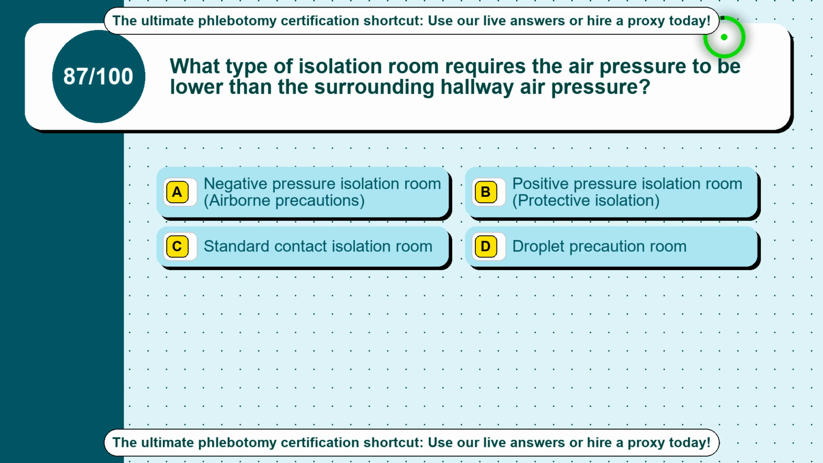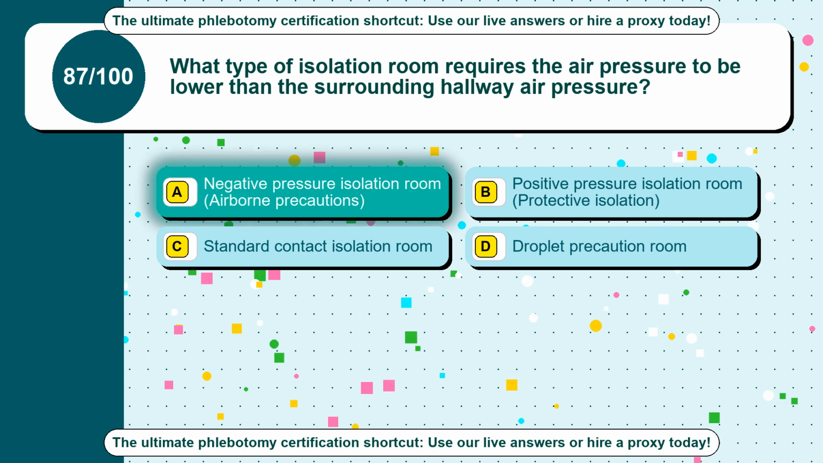Question 87. What type of isolation room requires the air pressure to be lower than the surrounding hallway air pressure? Option A, negative pressure isolation room, airborne precautions. Option B, positive pressure isolation room, protective isolation. Option C, standard contact isolation room. Option D, droplet precaution room. The correct answer is option A, negative pressure isolation room, airborne precautions.